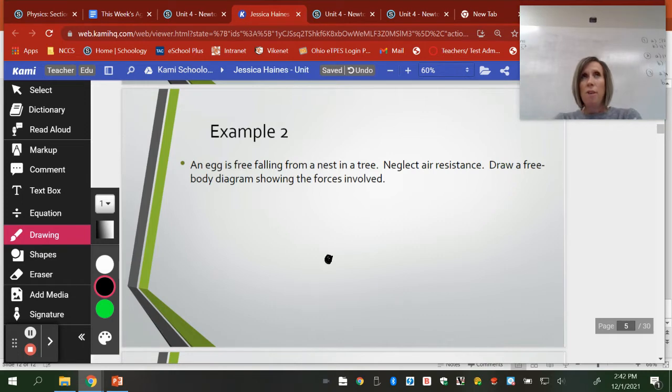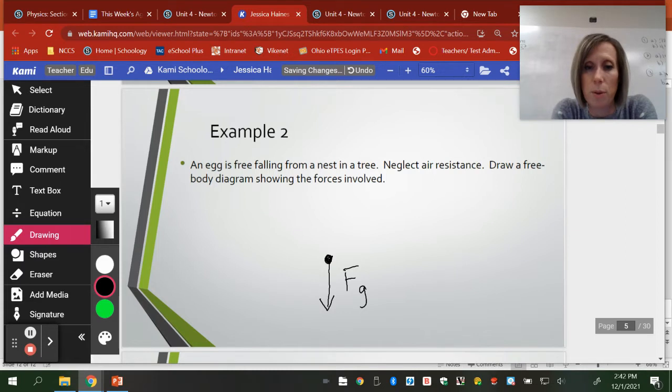So if we have an egg falling, there is the force of gravity pulling downward. We have the force of gravity, which does not disappear on the Earth. It's always pulling downward, force of gravity straight down. Now, if there's no air resistance, there's nothing opposing that force of gravity. So this is all we have that's acting on it. We don't have anything shoving the egg in a different direction. We just have gravity pulling it down.